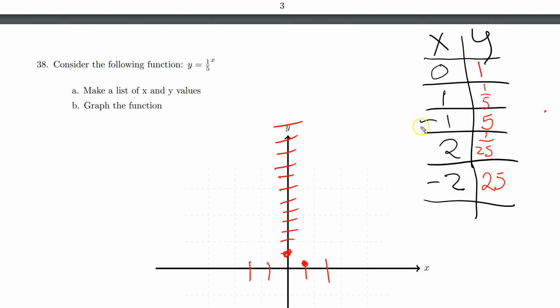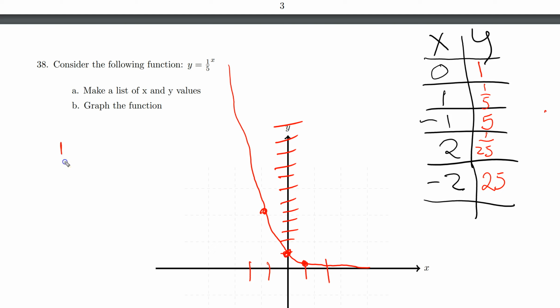If x is -1, remember it would be the reciprocal of that, so it would be 5. So 1, 2, 3, 4, 5. It's going to go like so. And then it goes up to 25 here. And it gets closer and closer to the x-axis, which is your horizontal asymptote. So that would be this one.